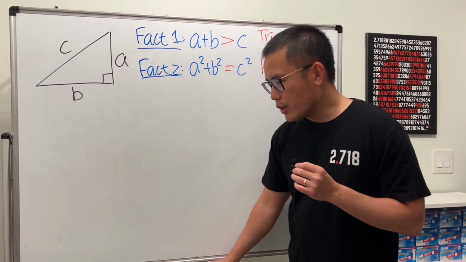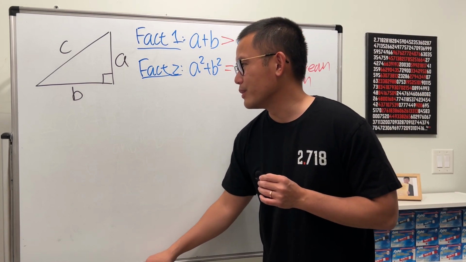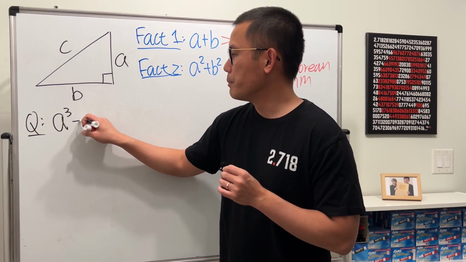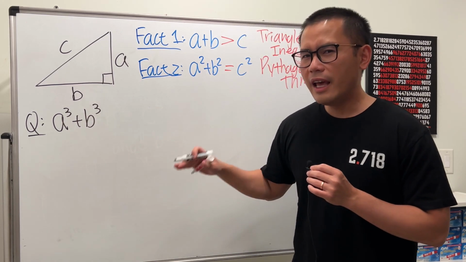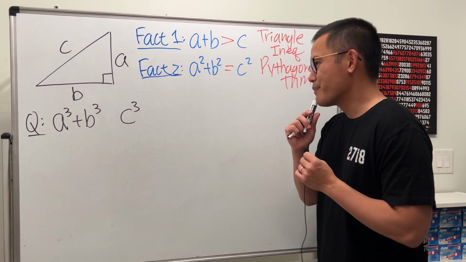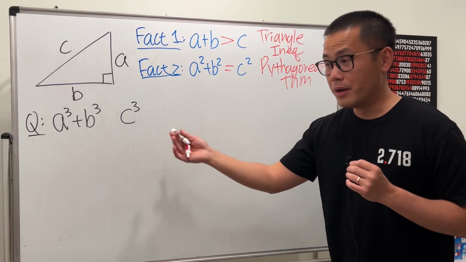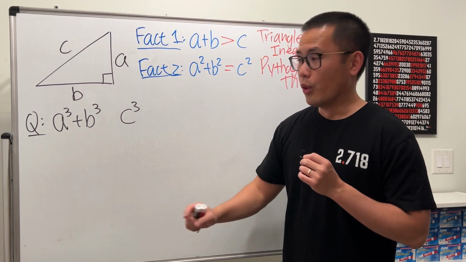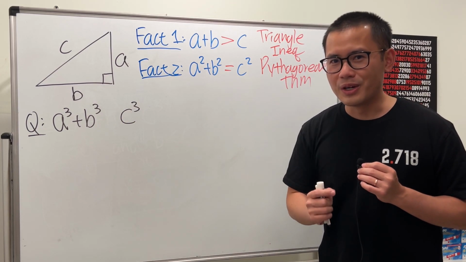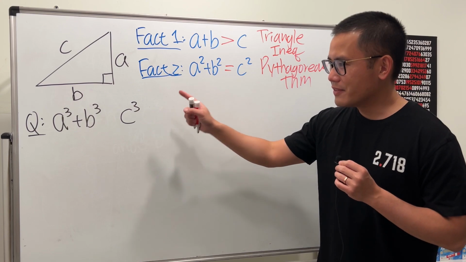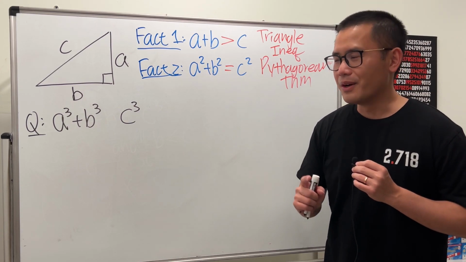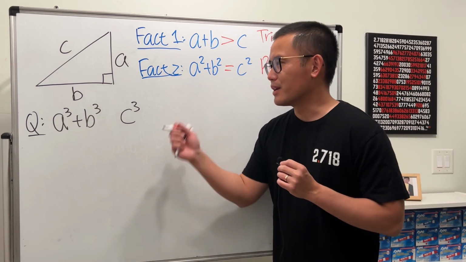Now, here is the question. You probably can guess at what we are going to talk about today. What if we have A to the third power plus B to the third power and compare that with C to the third power? Have you thought about this before? Which side is bigger, or maybe they are secretly equal to each other? Well, I don't know. You should go ahead and pause the video right now and try this first. Done? Okay. Let's take a look.